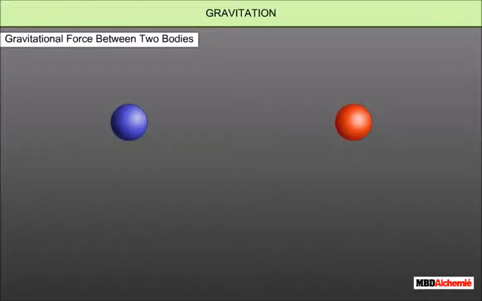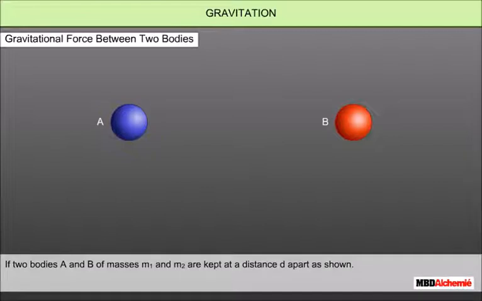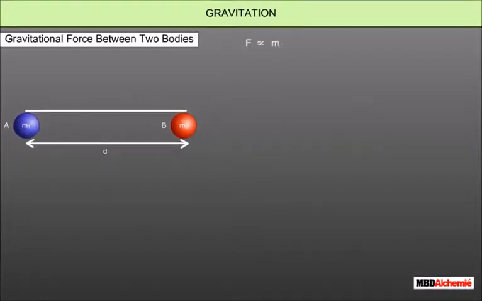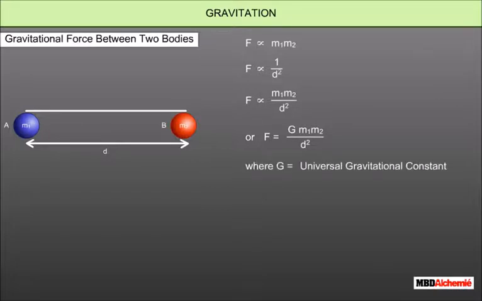Gravitational force between two bodies. If two bodies A and B of masses m1 and m2 are kept at a distance d apart as shown, then according to Newton's law of gravitation, F is directly proportional to m1 m2 and is inversely proportional to 1 by d square. Combining these two, we get F is directly proportional to m1 m2 by d square, or F is equal to G m1 m2 by d square, where G is the universal gravitational constant, or G is equal to F d square by m1 m2.